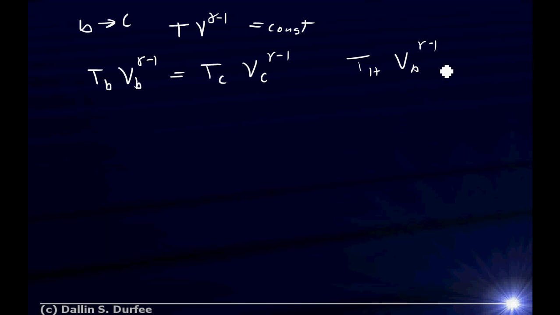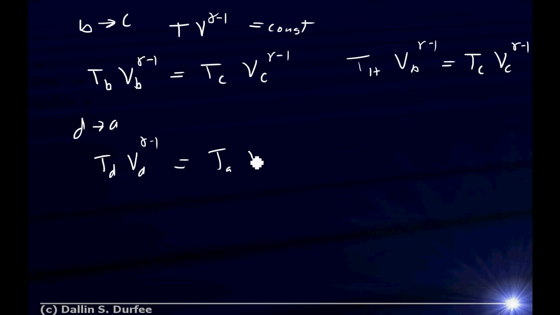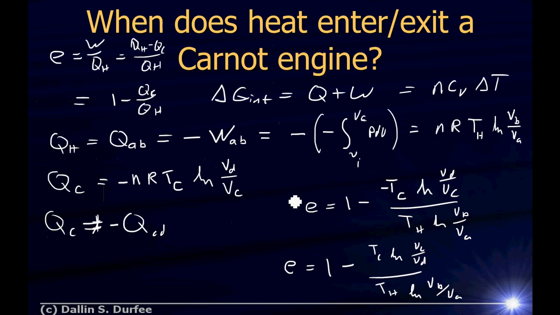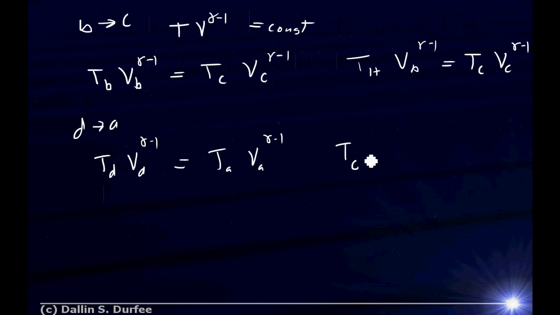All right, likewise, when we go from D back to A, temperature at D, volume at D to the gamma minus 1 must be equal to the temperature at A, volume A to the gamma minus 1, because they are connected by an adiabatic process, and this is true for an adiabatic process. Well, D is cold, right? From C to D is when we're cold. So I can rewrite temperature D as temperature cold, V at point D to the gamma minus 1 is equal to, and point A is when it's hot, VA to the gamma minus 1.